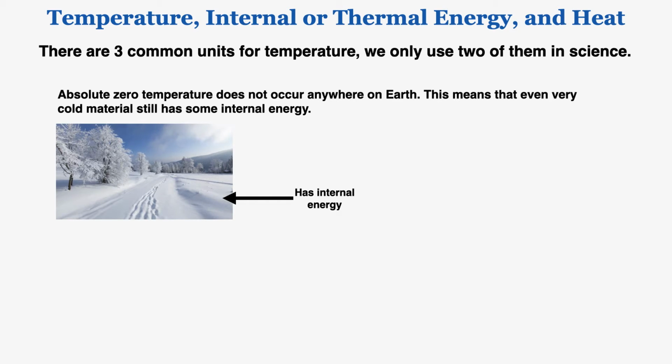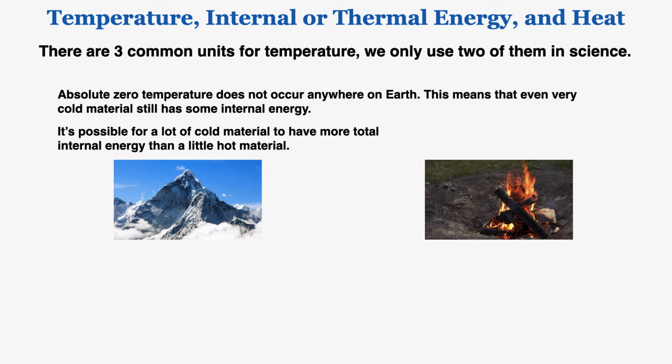This can be a little confusing for students because they don't normally think of cold things like snow as having thermal energy. They usually only think of hotter things like burning wood or lava or something like that as having thermal energy. But actually, as long as a material is not at absolute zero, that means that its particles are moving a little bit, which means that there's still some internal thermal energy. So even very cold material like snow has that internal energy. And it's actually possible for a lot of cold material to have more total internal energy than a little hot material.